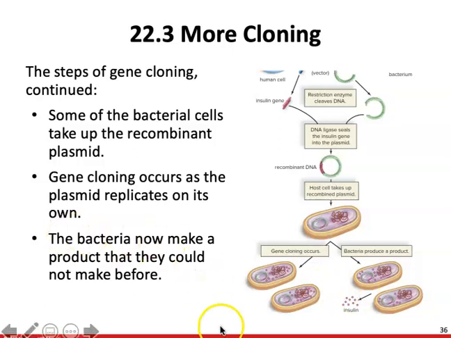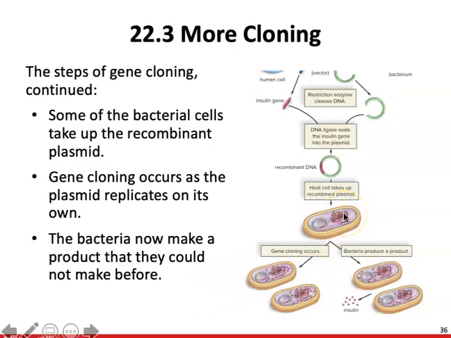Once they make that product, in this case human insulin, we can then isolate that insulin from the bacteria. We can harvest it, purify it, and then use it to give to patients who are lacking insulin, specifically patients suffering from diabetes and the inability to produce insulin of their own.